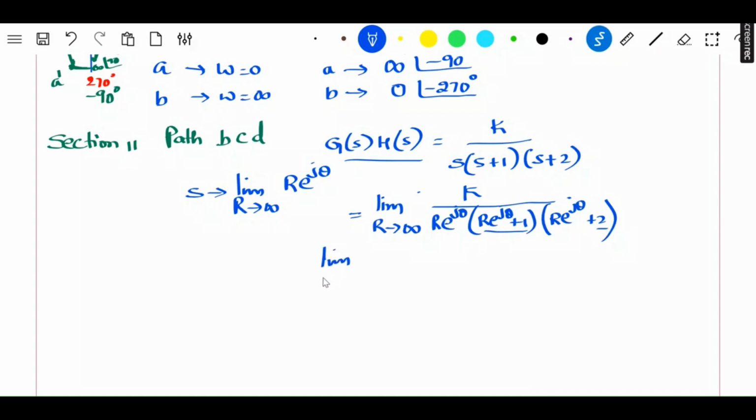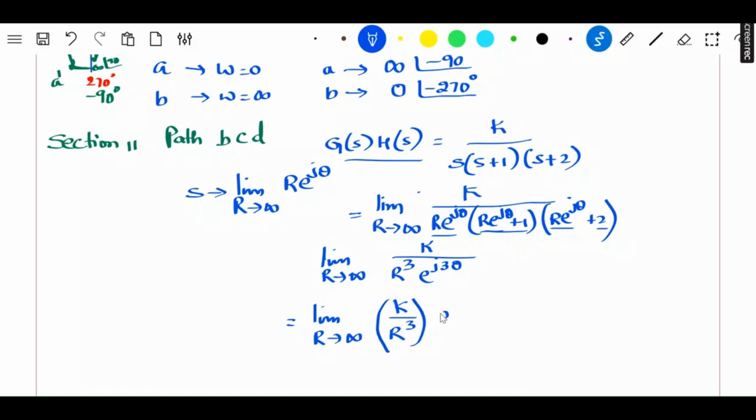So I can write this problem as limit r tends to infinity, k divided by r cube, because r into e power j theta, r into e power j theta, r into e power j theta. So r cube into e power j theta, j theta, j theta, 3 times j theta. So it is j into 3 times theta. So I'll further write it in magnitude and angle terms. So limit r tends to infinity, magnitude is k divided by r cube, whereas angle will be e power minus j 3 theta. Now, as r tends to infinity, k divided by infinity, anything divided by infinity is 0. So we get magnitude 0 at an angle.